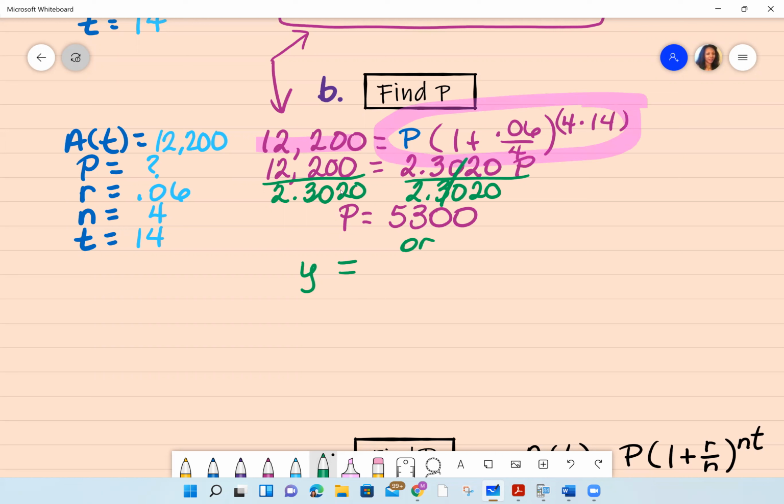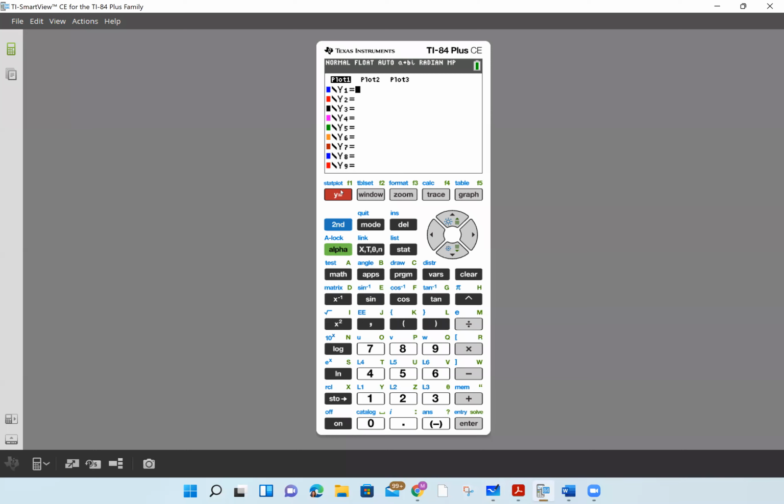So it will look like y equals P, which in the calculator, we're not going to use P. We have to use the variable X. So we're just going to replace P with X, 1 plus parentheses 0.06. You want to make sure that you put a parentheses within a parentheses. We don't want any issues. So this is the part that you're going to type in the y equals. So let's go back to the calculator. So y equals, and then instead of P, I'm using X, parentheses 1 plus another parentheses 0.06 divided by 4, parentheses, another parentheses, raise it to 4 times 14.